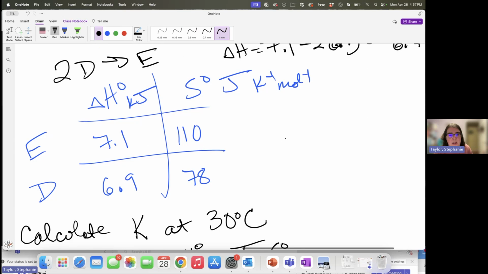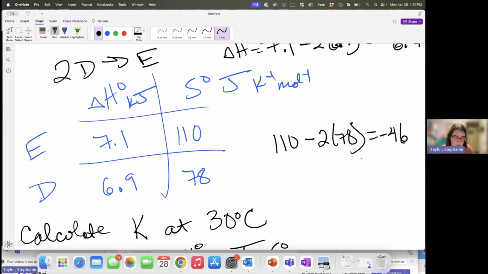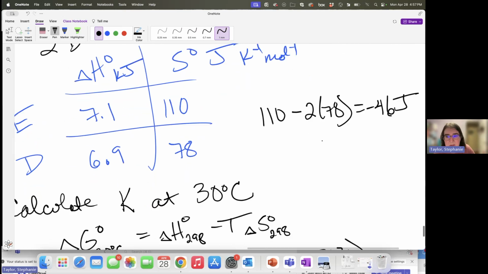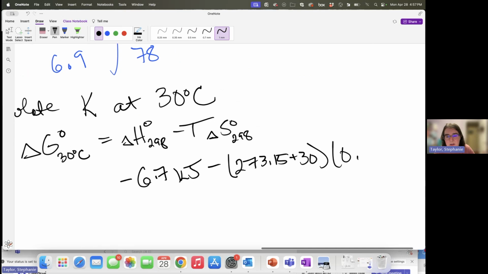S is going to be products minus reactants, 110 minus 2 times 78. So 110 minus 2 times 78. I still get that negative 46, but that is in joules. So when I come down here, that is 0.046.